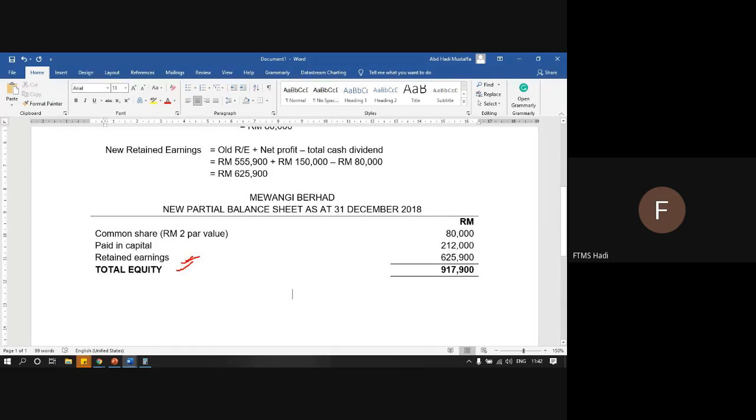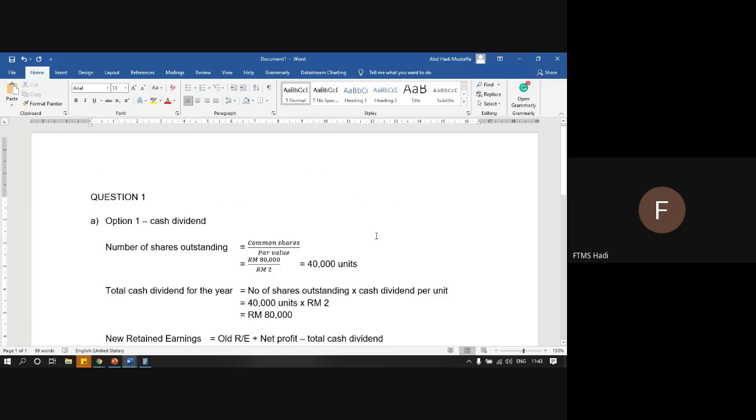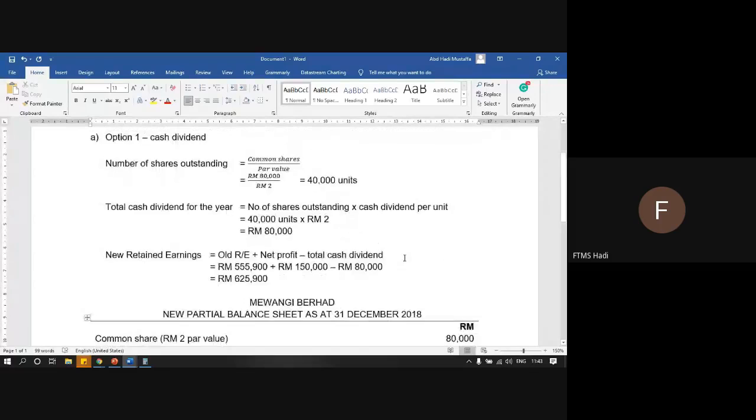But of course, your retained earnings are also subject to the net profit. It depends on the net profit as well. Some of the companies don't have very good net profit, but are still able to give very good dividends because they have previous retained earnings. Okay, so that is how to do that. That is how you answer question A, 15 marks. Already done that.